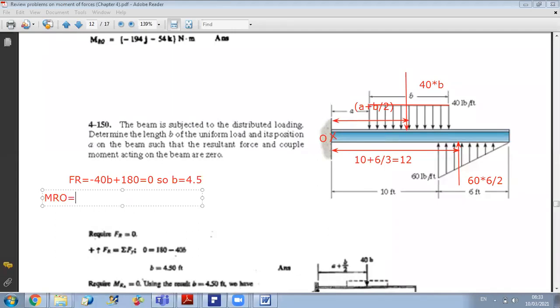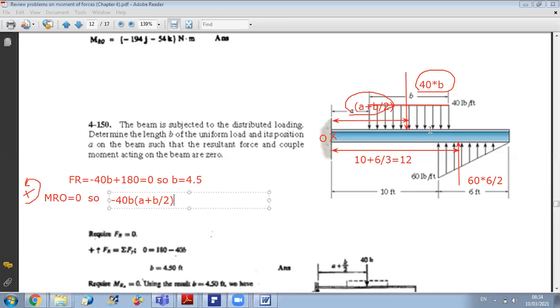O equals 0. Then this equation will give us, first, let us choose a positive direction. If we select the counterclockwise as positive, the rectangular load is doing a clockwise moment, so it's minus. So it's minus 40 times B times this distance, which is A plus B over 2. So it is minus 40B times A plus B over 2.